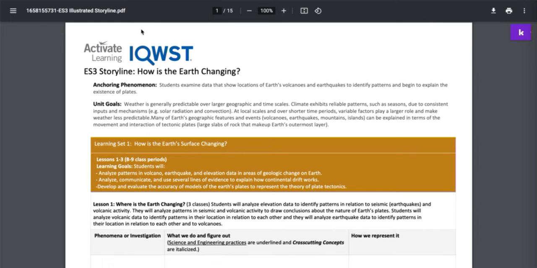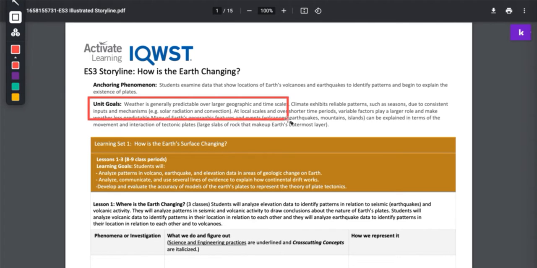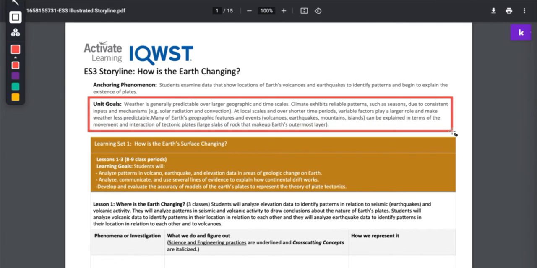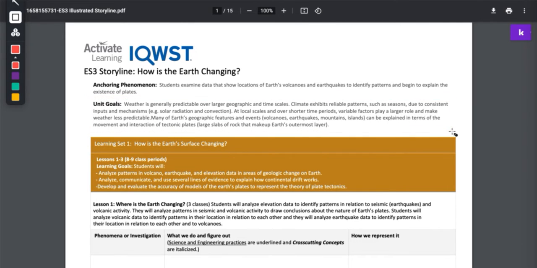There are a couple of videos that you can show to students that will help to illustrate that. But generally speaking, the unit goals here are to really highlight what is going on in the earth, how it is changing, and how plate tectonics play into this idea of volcanoes and earthquakes.